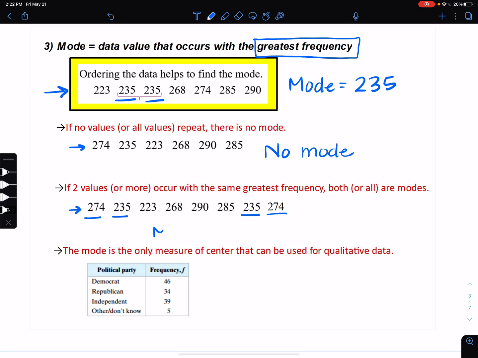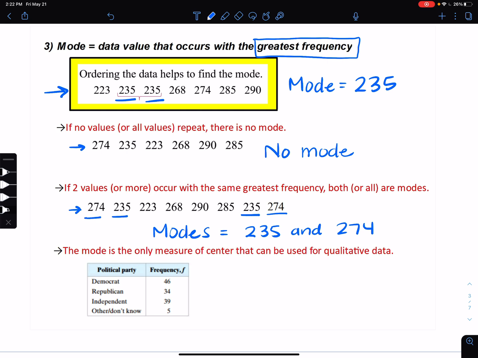And so in this case, it's not like the median where we take their average. We just state that this data set has 2 modes, and those values would be 235 and 274. So you can have 2 modes, 3 modes, 4 modes, etc., if the values tie for the greatest frequency.